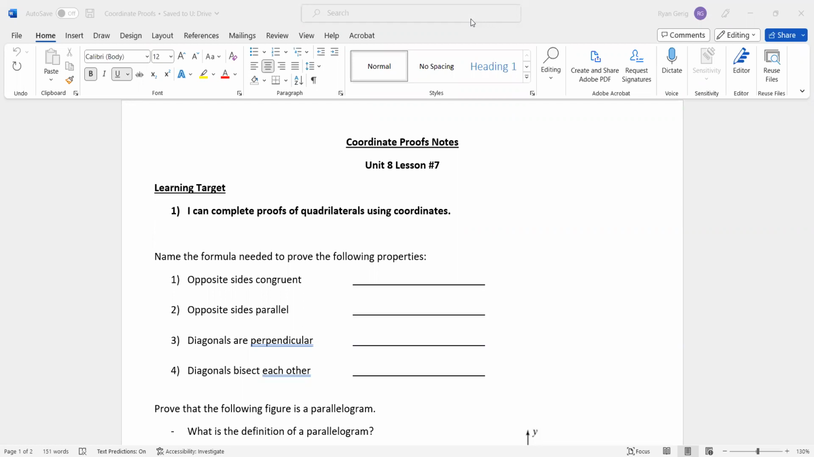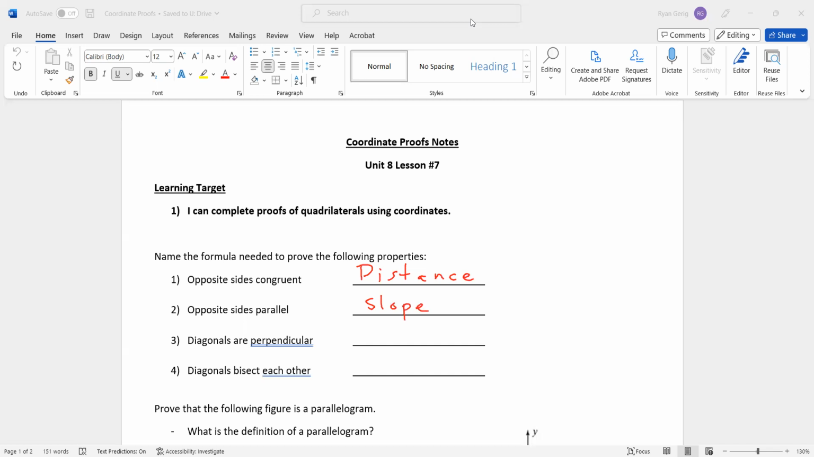If I want to show opposite sides are congruent or have the same length, what would I show? What formula would I use? Hopefully you pick up on what we did yesterday. That would be the distance formula. How would I show that opposite sides are parallel? Well, how do I show 2 things are parallel? I need to look at their slopes.